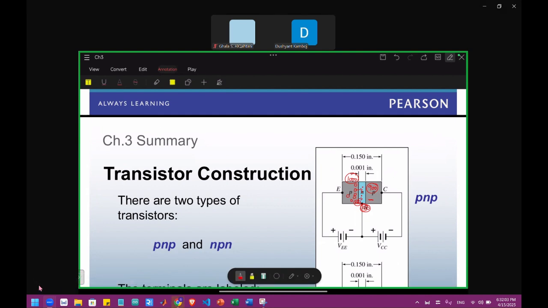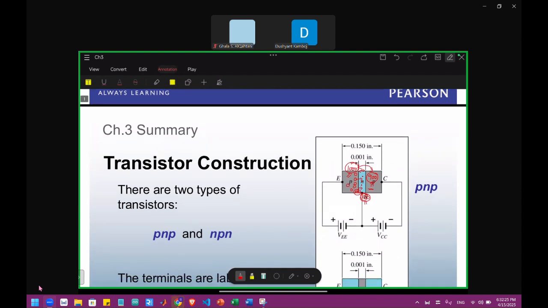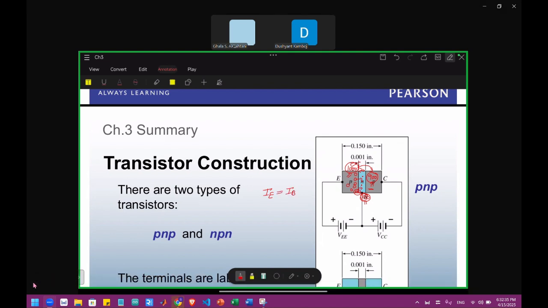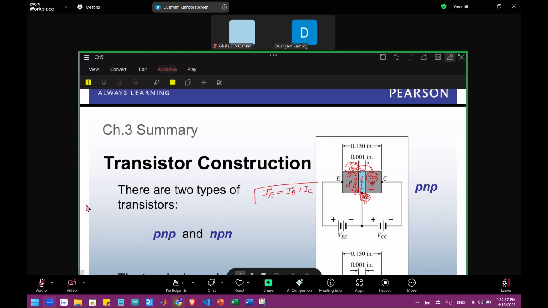It means what is happening: the 1,000 holes coming from the emitter, 100 holes recombined in the base, 900 holes reach the collector. So that's why we are trying to keep this width smaller, so that there is less recombination and your collector current is almost equal to the emitter current, right? So basically the emitter current is how much? That is 1,000, right, Gala? And that will be equal to IB plus IC. This is our first relation.